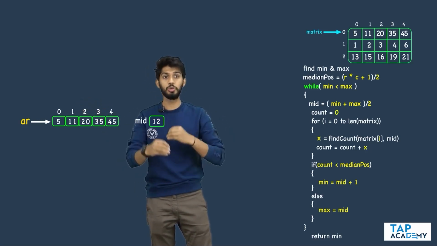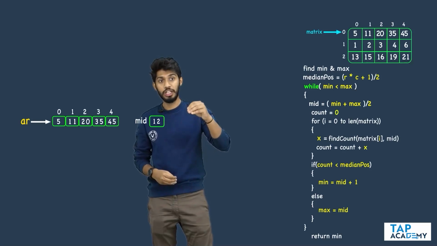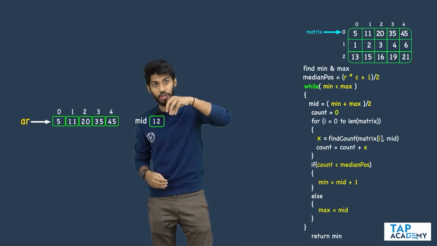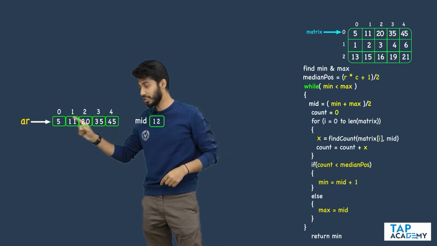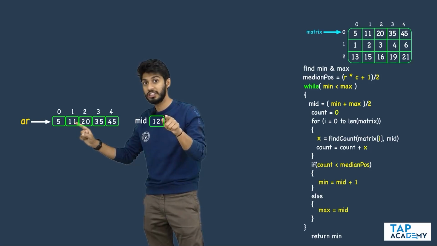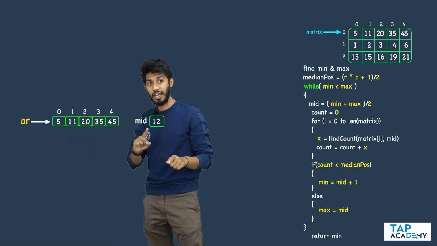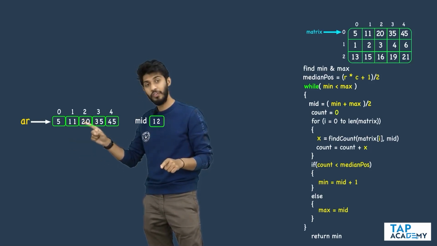Now what has to be done is very simple. You need to check how many elements are less than or equal to 12 in this row. So how do you check that? Linearly, you can start from the 0th index and check whether the element in the 0th index is less than 12. Yes, if it is less, increase the value of count. Next, again you check, is the value present in the ith index less than 12? Yes, it's less than 12. So increase the value of count.